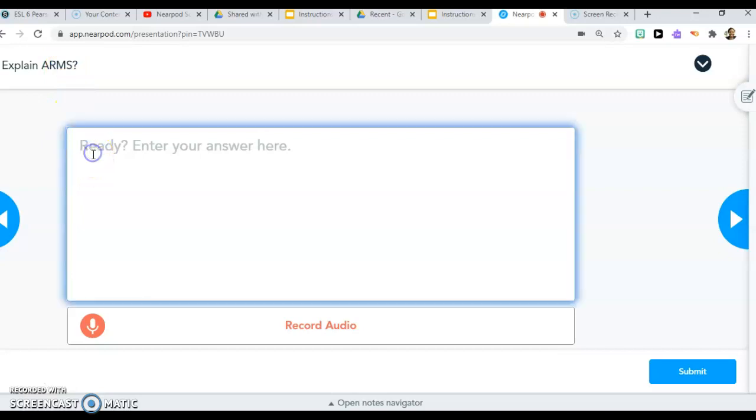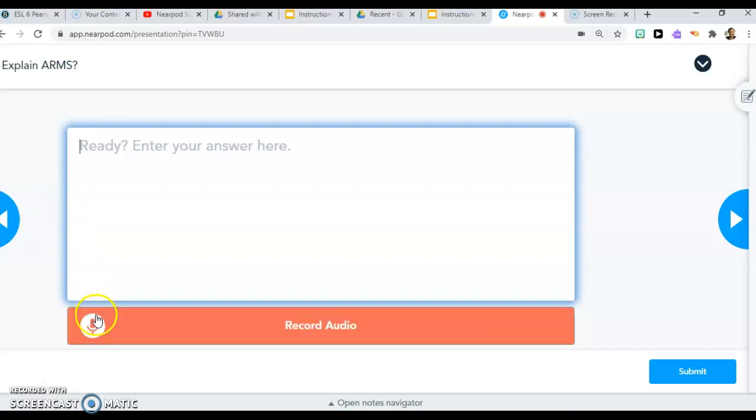So instead of typing my answer, which we all have done, some people who have used Nearpod in the past have asked the students to type their answer. They now have the option to record their answer. So I am going to record my answer for this question that was asked by the teacher to the students.